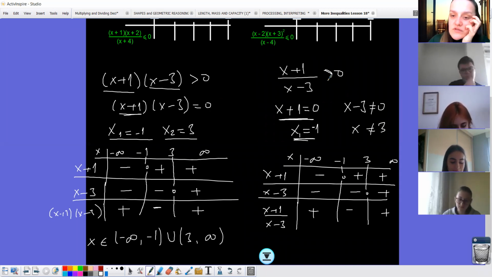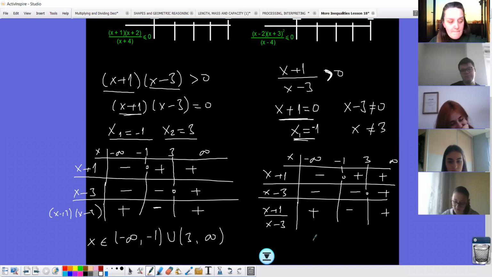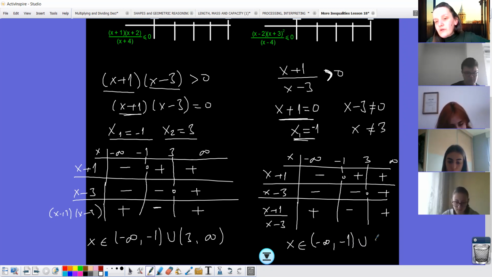Which one is our solution? It's greater than 0, the expression in the beginning. So what will be our solution? Positive ones or negative ones? Positive, teacher, because it's greater than 0. Yes, positive ones. So how will I write the positive ones as the solution? It starts from minus infinity to minus 1, and then 3 and plus infinity. Yes, 3 and positive infinity.